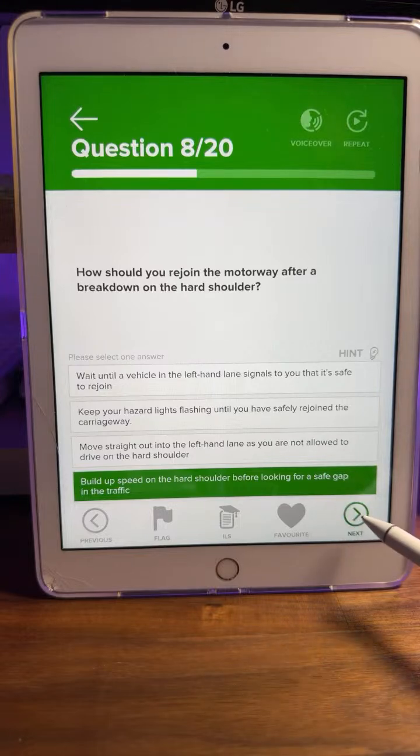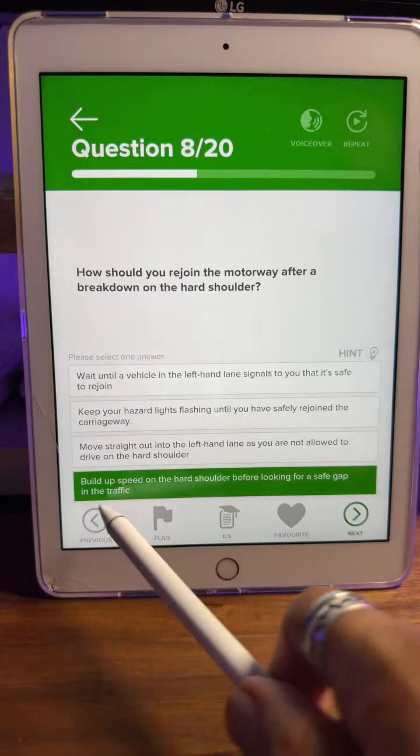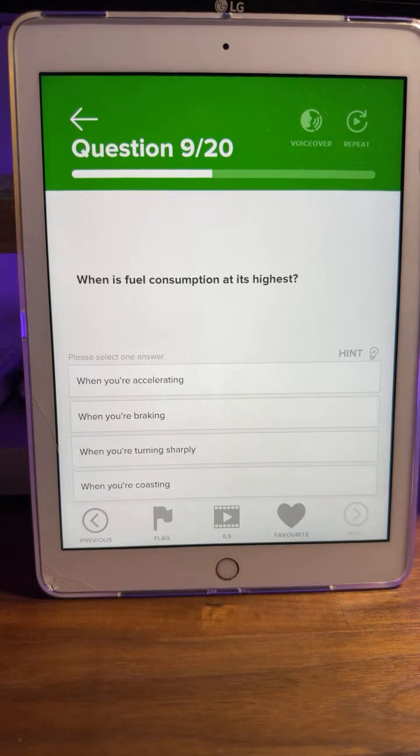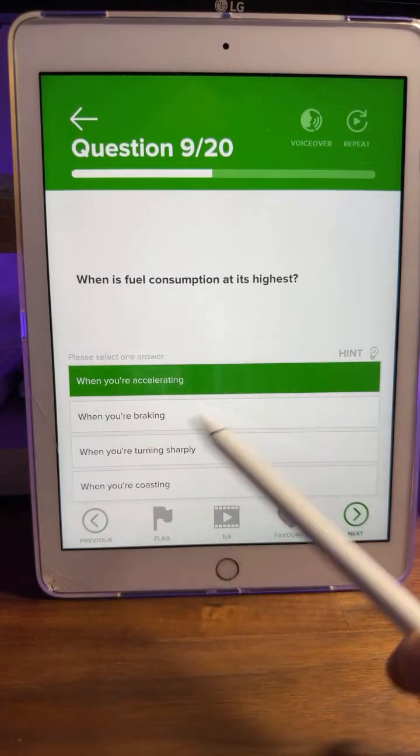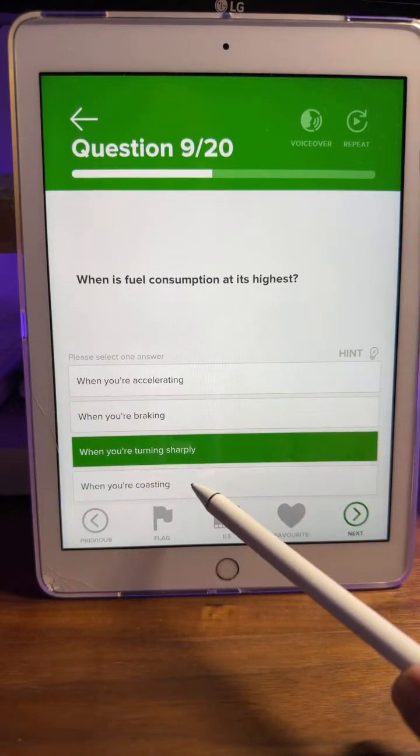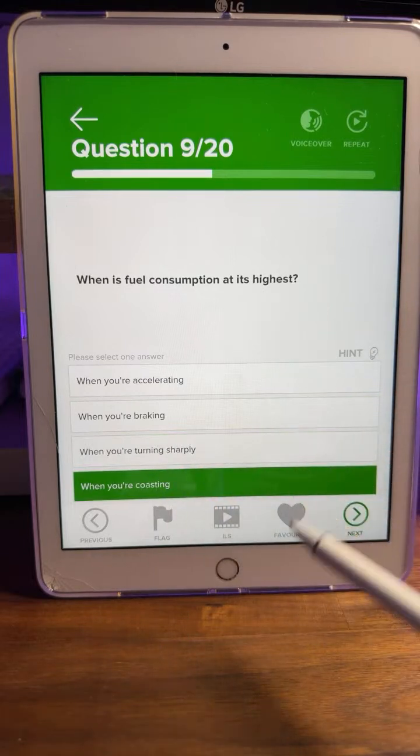Okay, so did I choose the correct one? Yes, I did. Question number 9: when is fuel consumption at its highest? When you're accelerating, when you're braking, when you're turning sharply, or when you're coasting? A, B, C, or D.